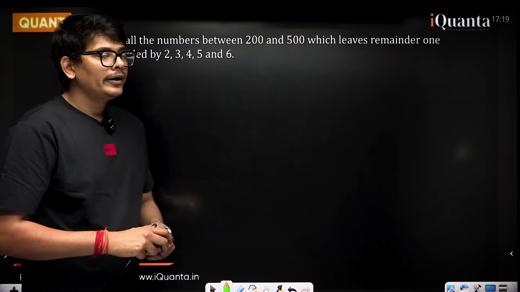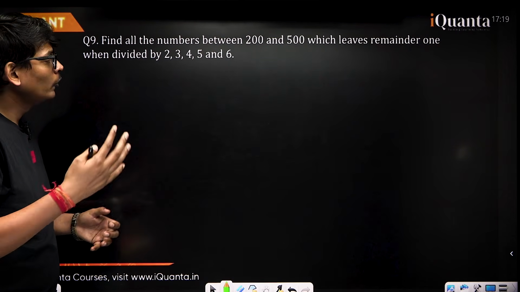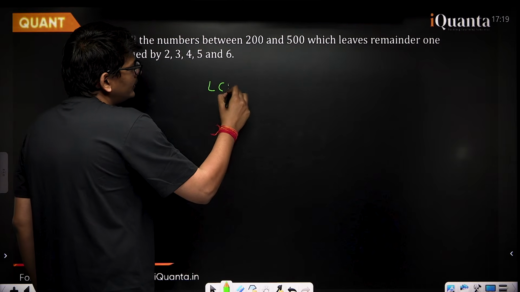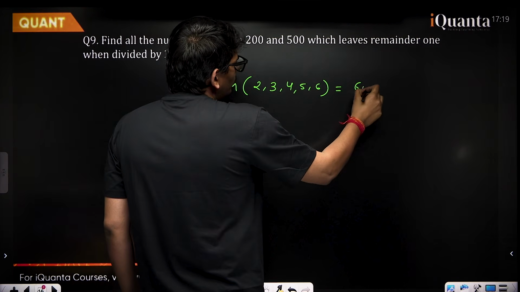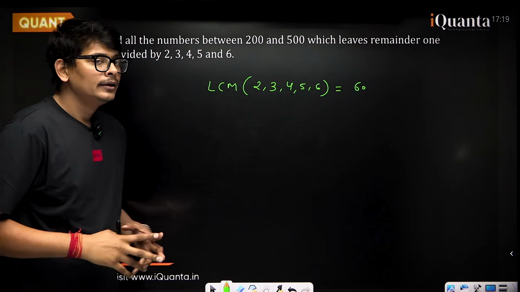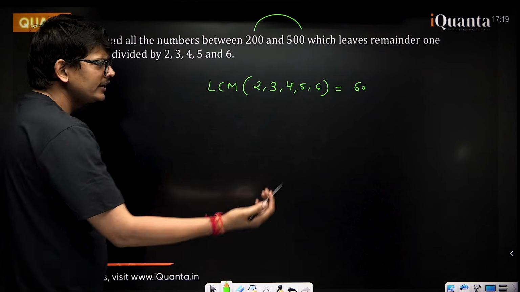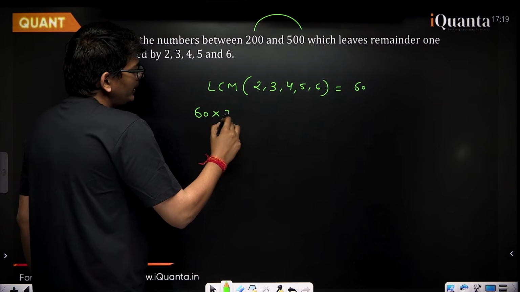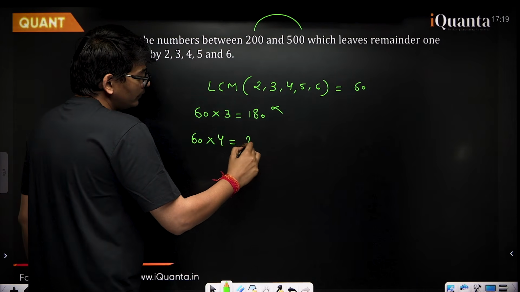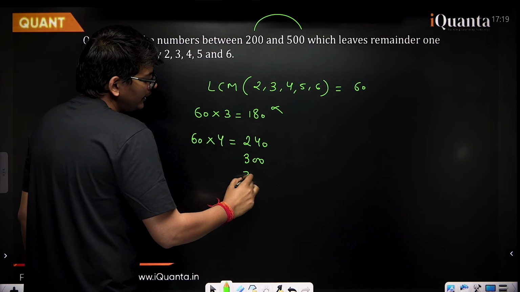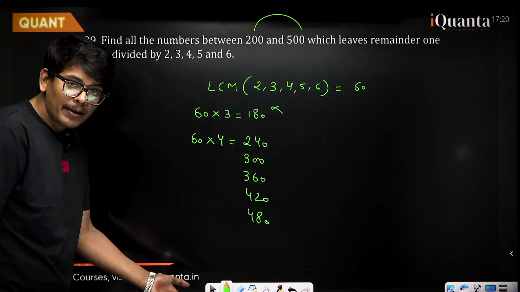Next, find all the numbers between 200 and 500 which leave remainder 1 when divided by 2, 3, 4, 5, 6. First step, LCM. I hope you can take the LCM. LCM will be 60. Now you have to find the multiples which are in this range. So everyone knows the table of 6. So 60 into 3 is 180. We cannot consider this. 60 into 4, 240. Possible. 300, 360, 420, 480. But after that, not possible. So there are 5 such numbers, right?